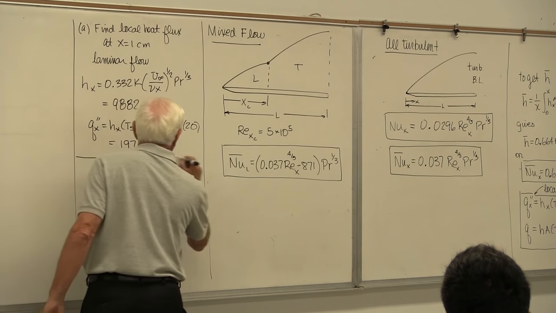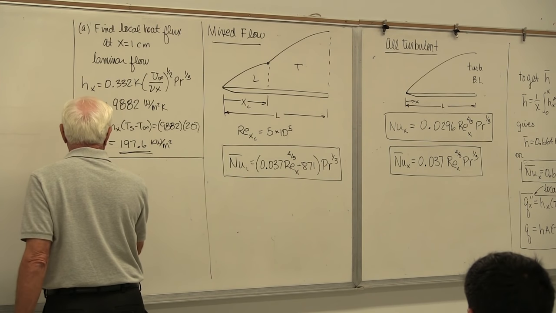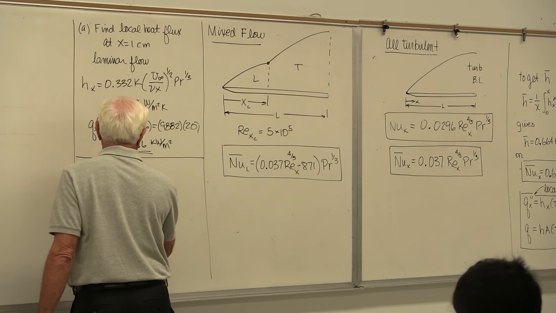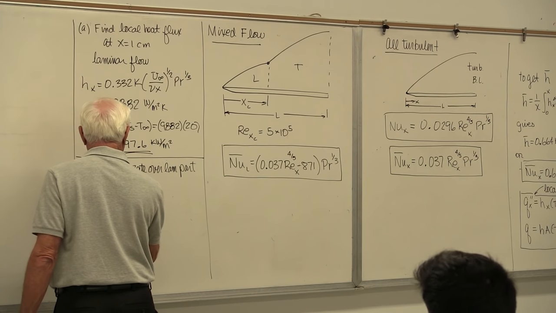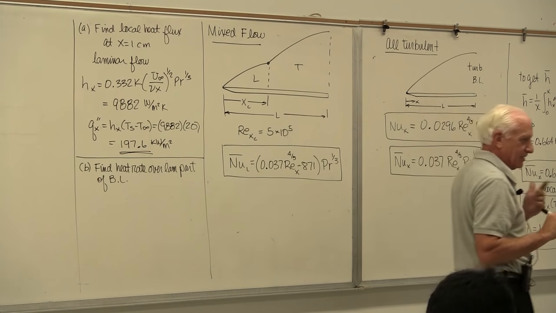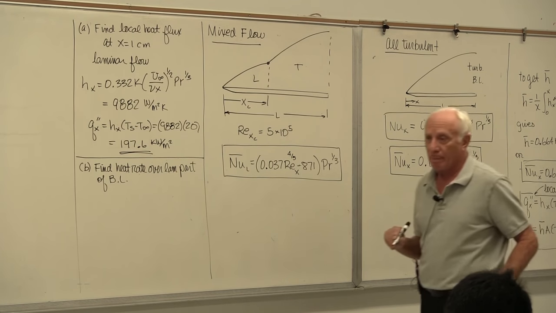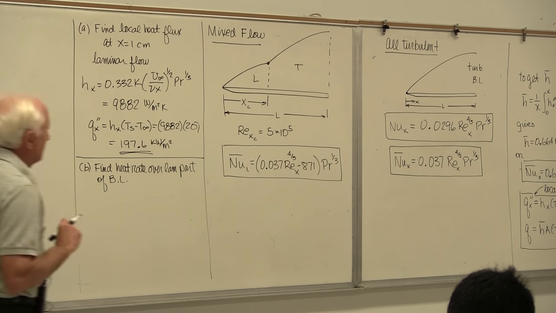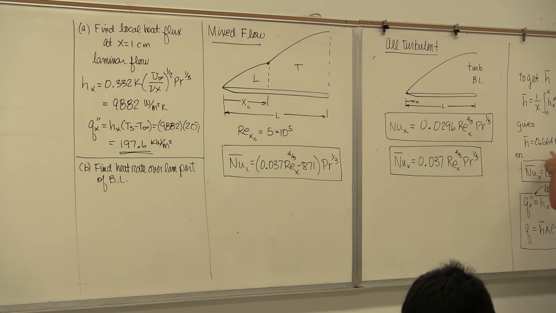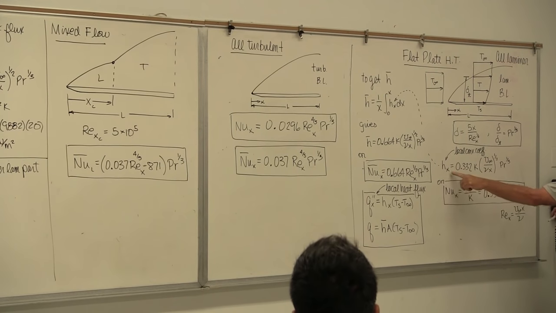Okay, now let's say we want to find the heat rate over the laminar part of the boundary layer. Okay, that's in watts. When I say heat transfer or heat rate, that means watts. There's watts right there. Put a bar over that guy right there. It's H bar, that's a bar. Besides the 1 centimeter just being in the laminar flow, where does that 1 centimeter come into the HX equation? Oh, over here. There it is, there it is.